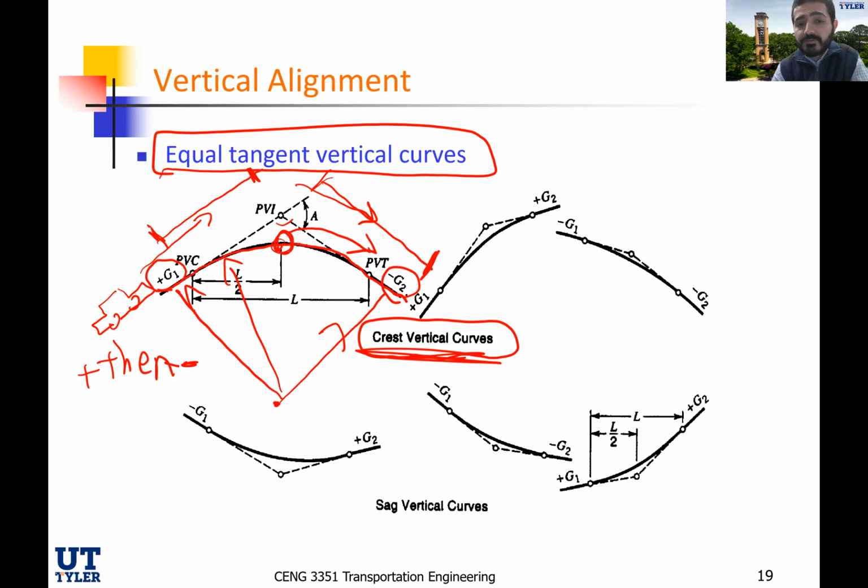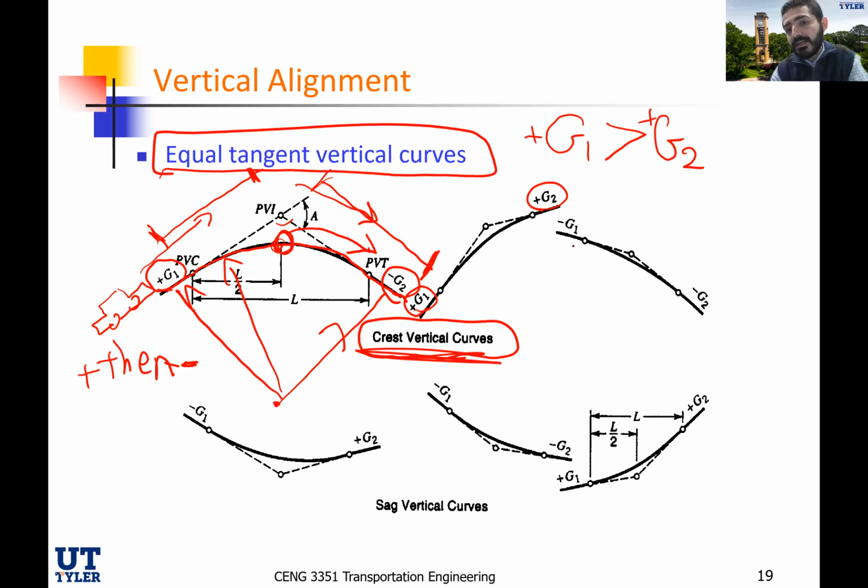Another case of defining a crest vertical curve is a positive G1 and then a positive G2, but G1 is steeper than G2. If positive G1 is more than positive G2, that is also a crest vertical curve.